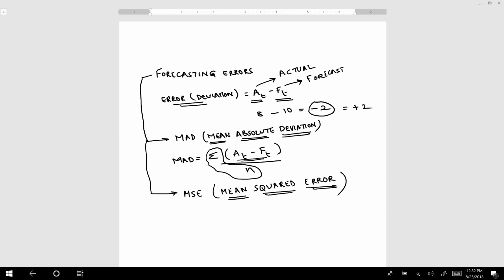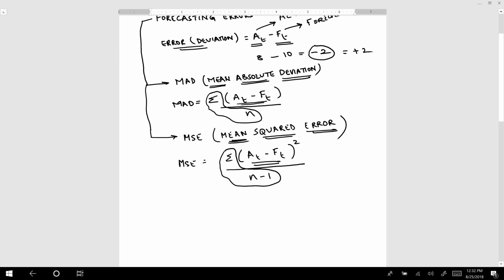So the formula for MSE would be summation of (A(t) minus F(t)). Now this is the error part, so I have to square it, divided by, now I have to take the mean of it. So this should be divided by n, because if you have done a statistics course, you lose 1 degree of freedom if it is a sample. So we will write n minus 1. So this is again an average term or a mean term.